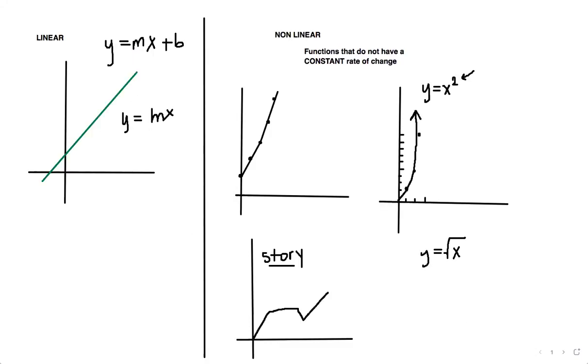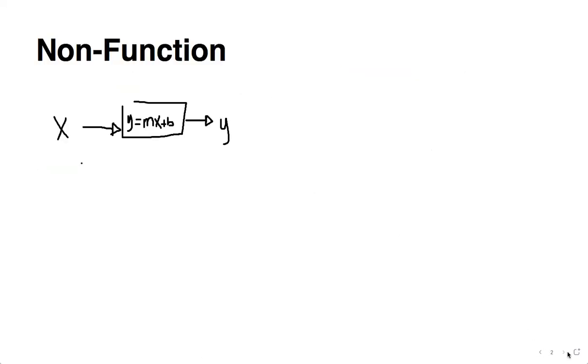In these examples I showed you, especially with our y equals x squared, it is possible that I can put in two different numbers, but get out the same number. So let me show you what that looks like. And this is going to help you to understand what a non-function would be.